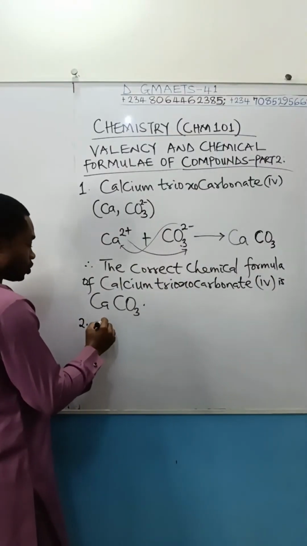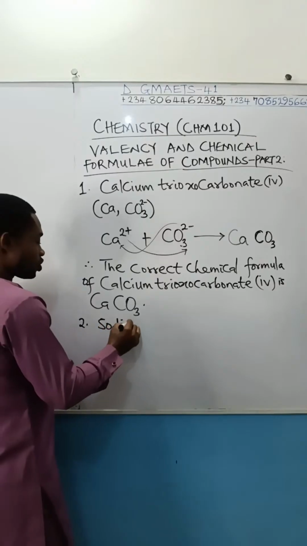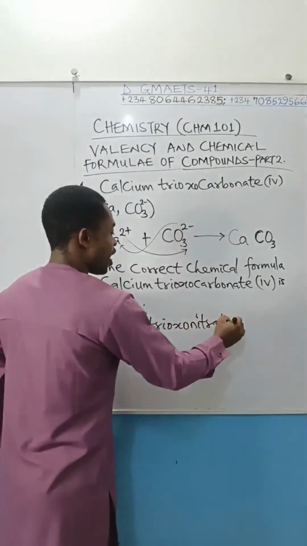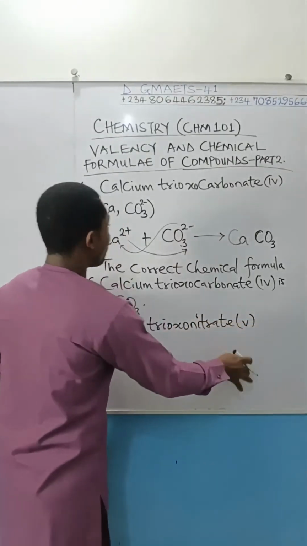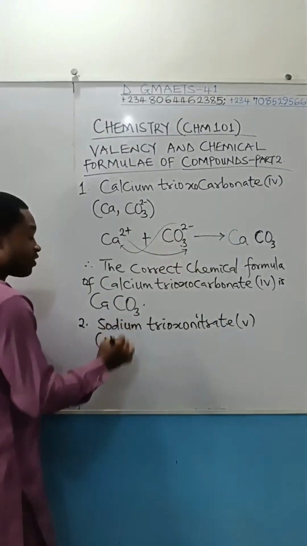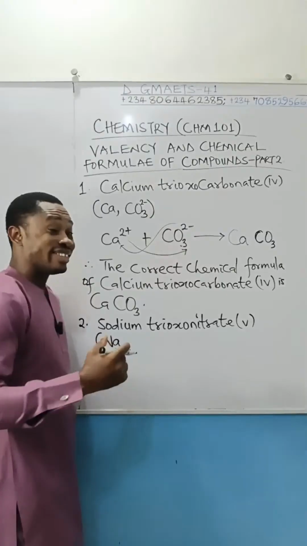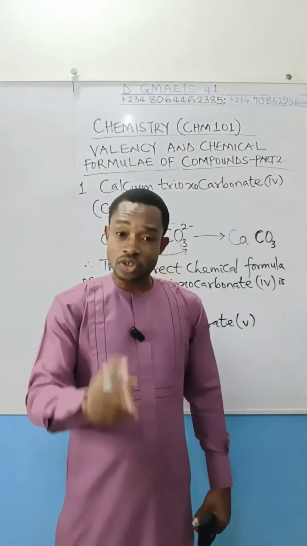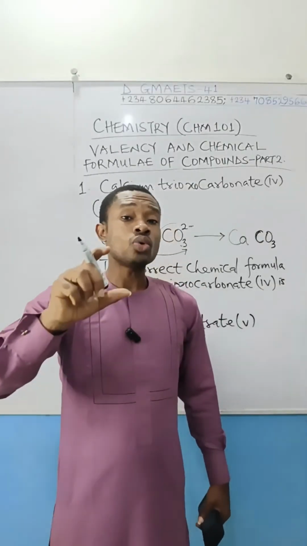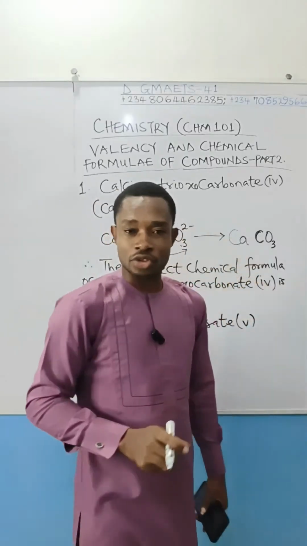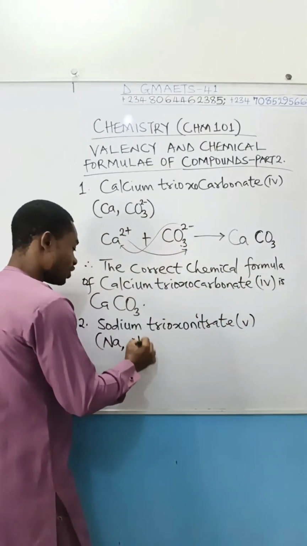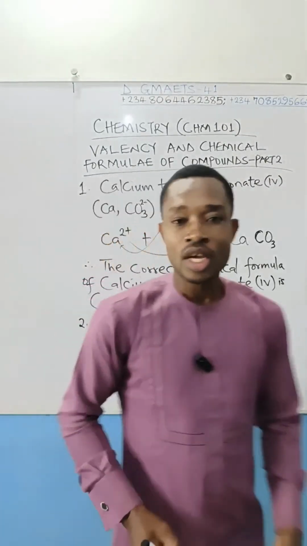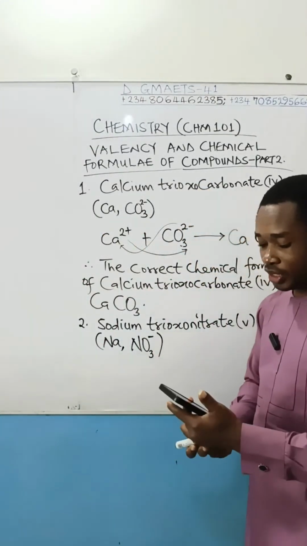Let us look at our next compound, please. We're going to talk about sodium trioxonitrate 5. Now, from the name we have here, we find out that this compound contains sodium. Then the trioxonitrate 5 radical, which contains 2 elements. Oxo, nitrate. Nitrate is nitrogen. So we're going to have NO3. The valency of this radical is -1. So these are the species that make up this compound.